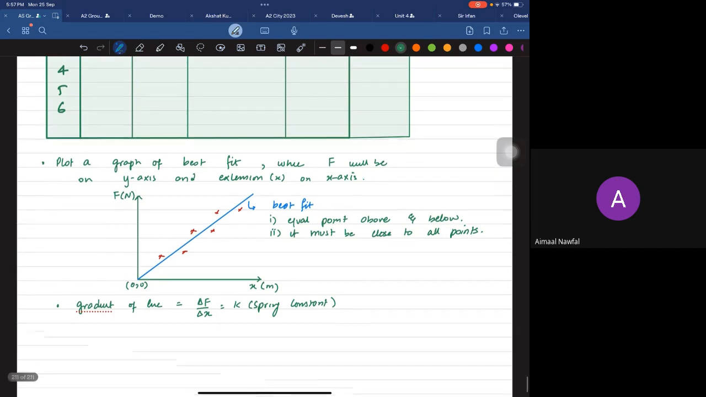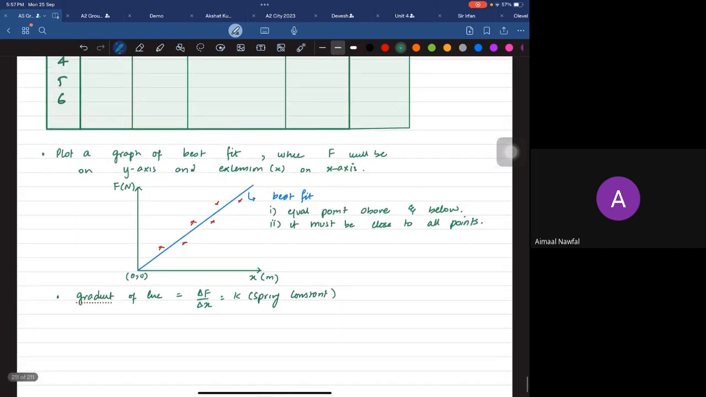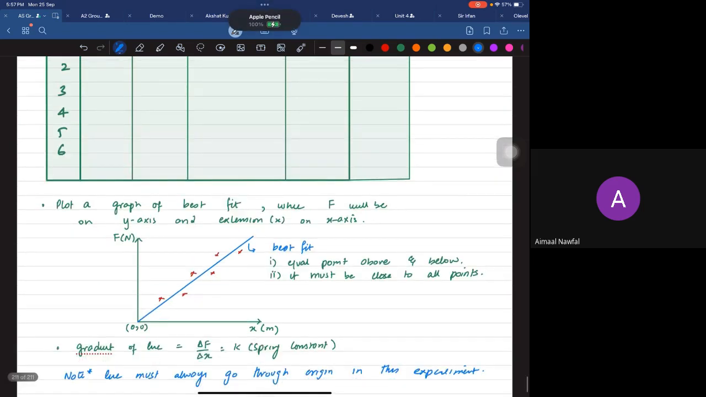Just note here that the line must always go through the origin in this experiment. It might be different in other experiments, but for Hooke's law, it is very, very important to understand that it must go through the origin. Understood? Yes, sir. Okay, please write this down. Then we're going to go forward.